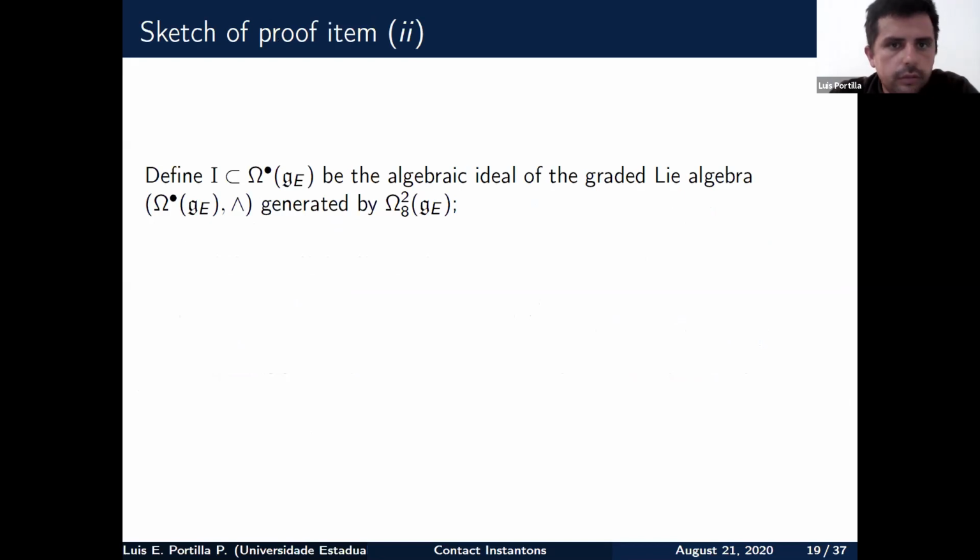In order to prove items 2 and 3 of the theorem, we need to make another approach, because we can say a few things about the local model where we consider the extended complex. We consider now an ideal inside this graded Lie algebra, the ideal generated by this subspace. You can consider the ideal I generated by the other part, the anti-self-dual part, but no difference appears. The proofs are dissimilar, but I am interested in this case.